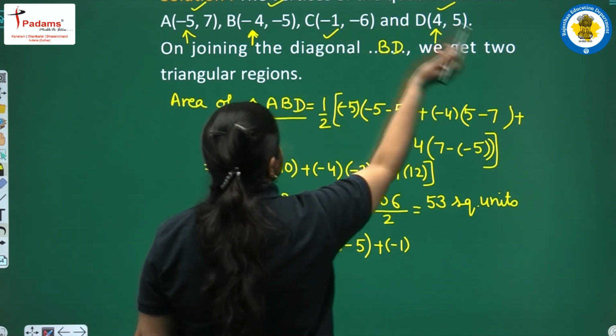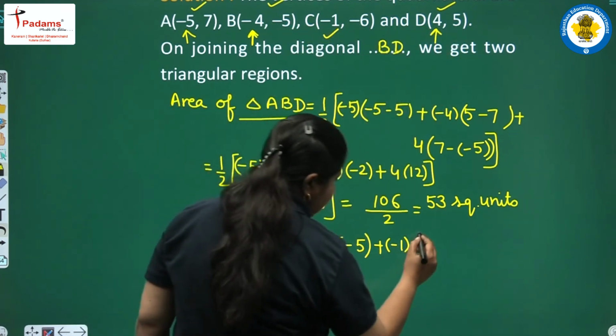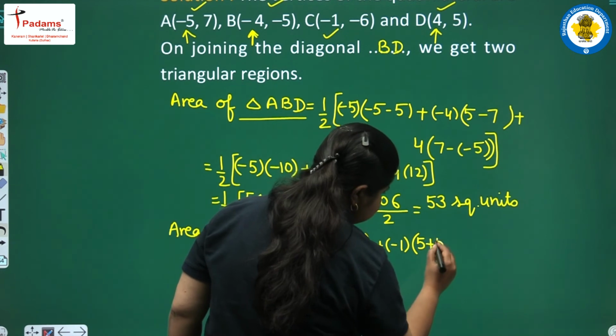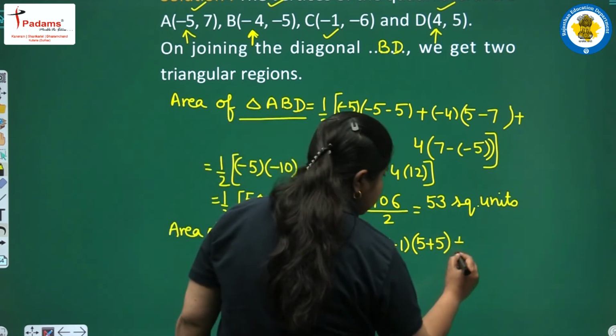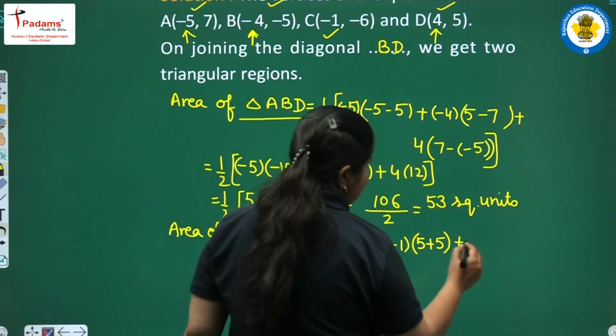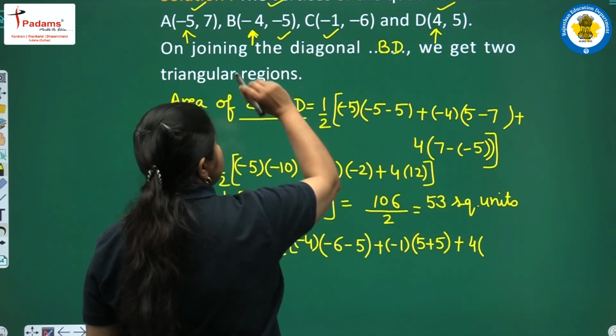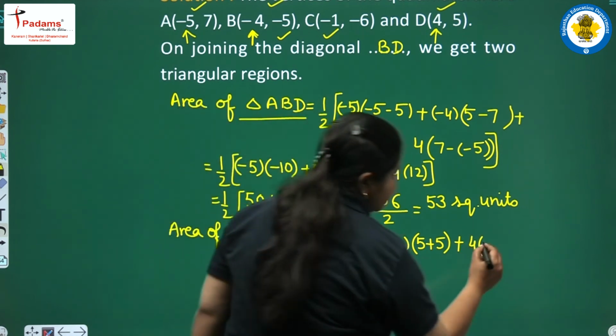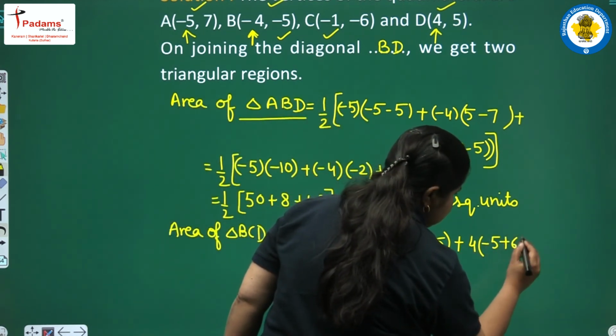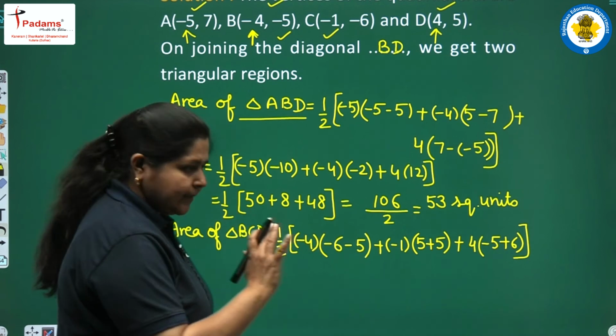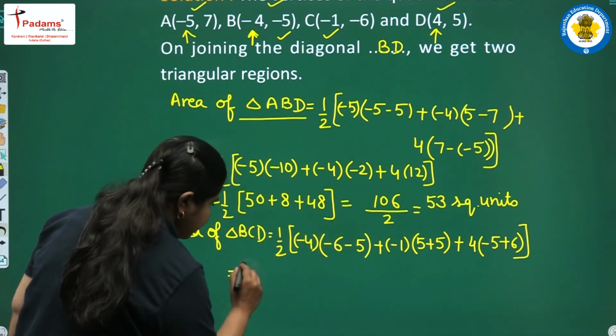So 5 minus of -5 we write 5 plus 5 directly. And now the x coordinate of the third point will be 4 itself, and now the y coordinates of the remaining two points: -5 minus of -6, so it will be -5 plus 6. I hope it is clear. You are understanding it very well.